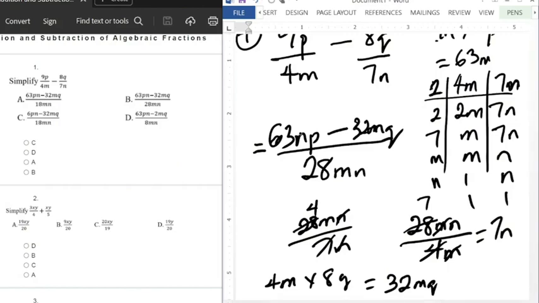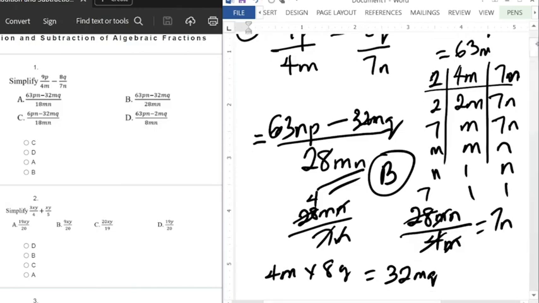So it is option B that is the answer. Option B. And if you look at option B itself, without finishing everything, you know that it's option B, because if you look at option A, the denominator you have is 18mn and our LCM is 28mn. The same thing with C and what? And D. So from there, you know that the answer is what? B. I hope that is very clear. So let's go to question number 2. Question number 2 now.